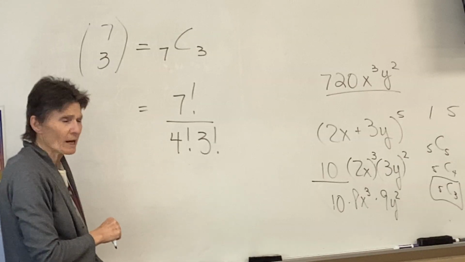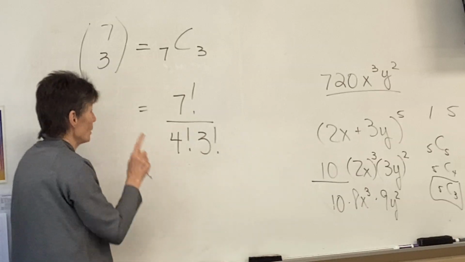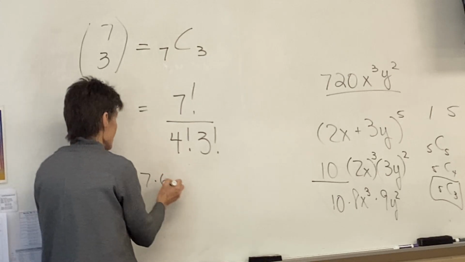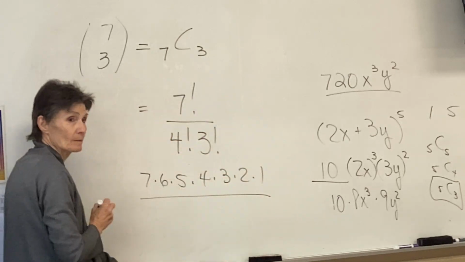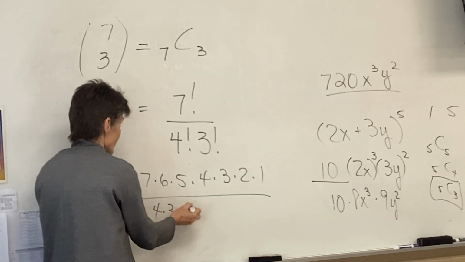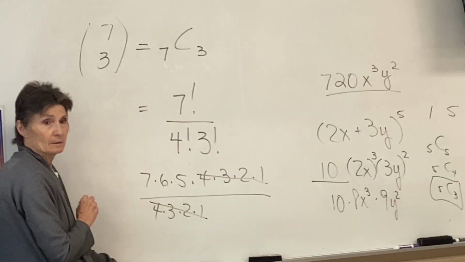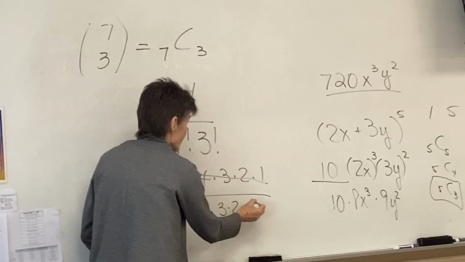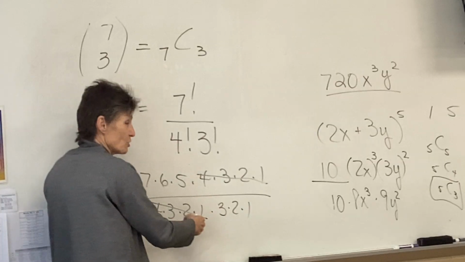Still terrible, Mrs. Ford. How did you do this without a calculator? Well, it's not bad at all. What does 7 factorial mean? 7 times 6 times 5 times 4 times 3 times 2 times 1, right? What does 4 factorial mean? 4 times 3 times 2 times 1. Wait a second, won't all that cancel with all that? And then 3 factorial is 3 times 2 times 1. 3 times 2 times 1 is just 6.